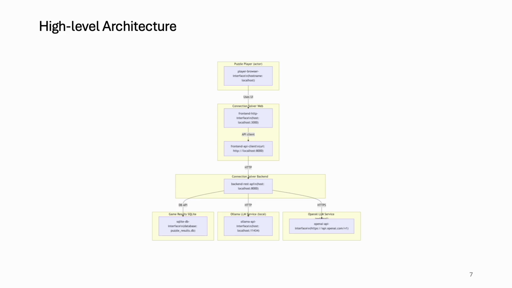From there, the backend sends out to supporting services. It uses a local SQLite database to persist game results and history, and it calls out to LLM providers for puzzle solving and word extraction, either locally through Ollama or remotely through the OpenAI API. The key point here is that everything is loosely coupled. The front end only talks to the backend, and the backend can switch LLM providers without changing the UI. That separation makes the system easy to experiment with, extend, and evolve while keeping responsibilities cleanly defined.